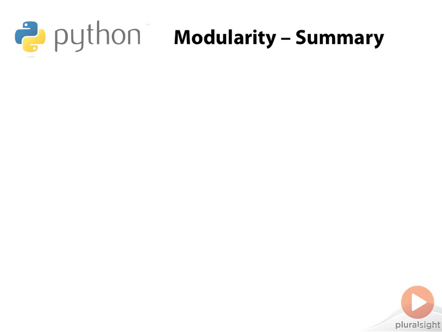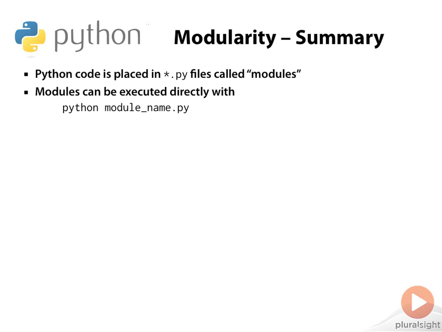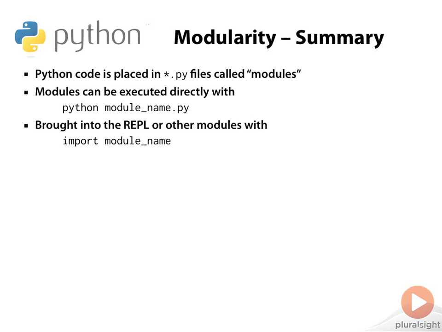Let's review what we've covered in this module. Python code is placed in py files called modules. Modules can be executed directly by passing them as the first argument to the Python interpreter. Modules can also be imported into the REPL, at which point all top-level statements in the module are executed in order.